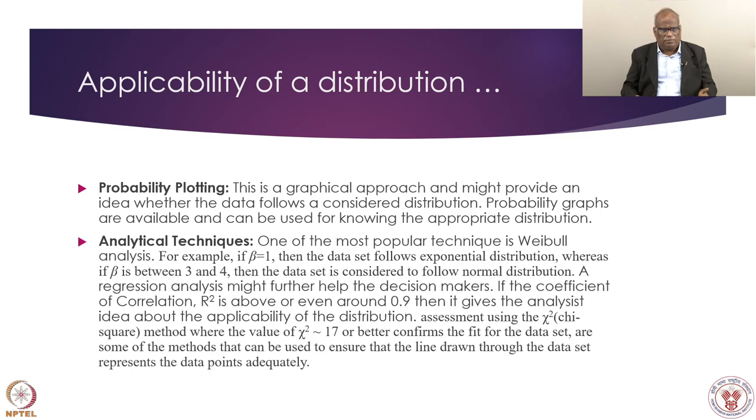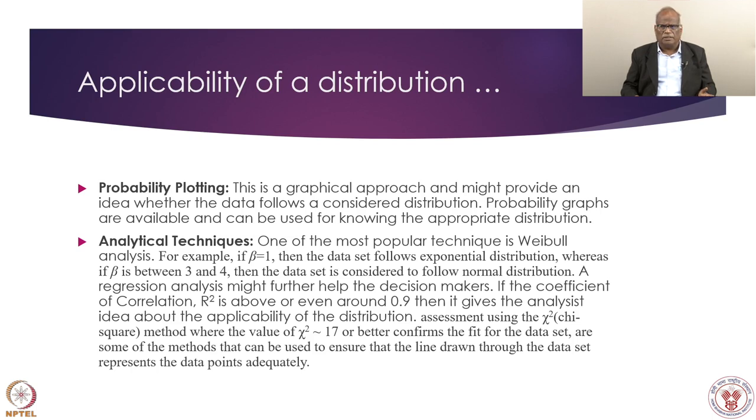In Weibull, when beta is equal to 1, it is exponential. Even if it is 1.2, 1.1, 0.9, probably it is better, in the interest of the analyst, given the time and other resources, to go ahead and start with the exponential distribution. The beta value comes from the gradient of the line, the slope or shape parameter, which is beta. So if the beta value is 3 or 4, then you can assume that it is a normal distribution.